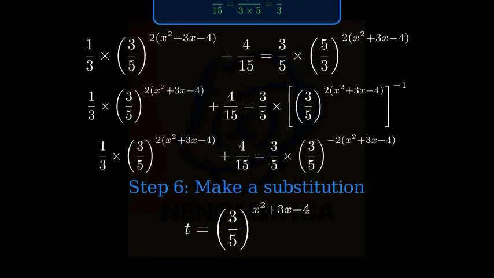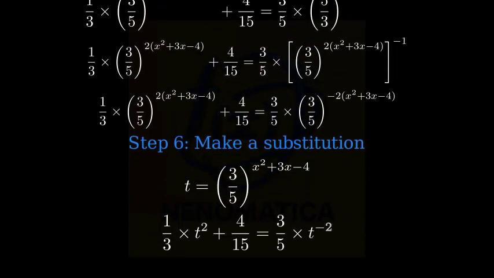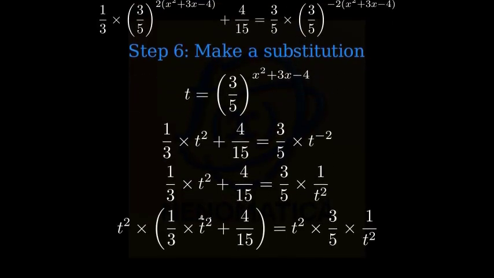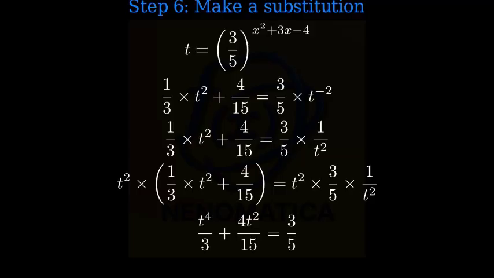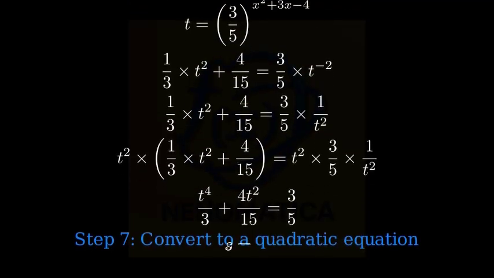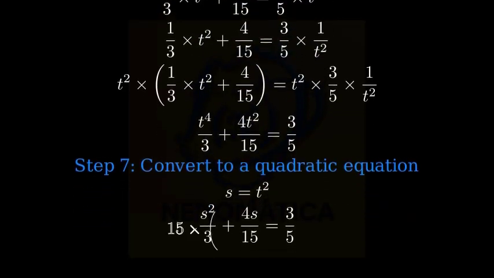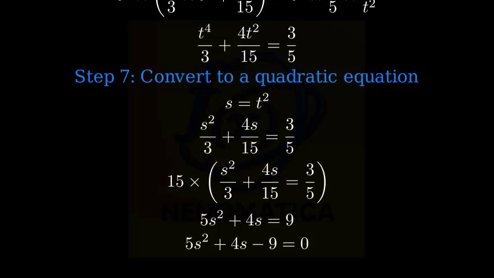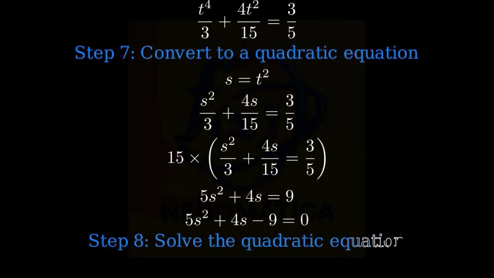Let t equal 3 over 5 to the power of the quantity x squared plus 3x minus 4. This simplifies the terms with the complex exponents. Now let's simplify and rearrange this equation. Let's set t squared equal to s. This gives us a quadratic equation in terms of s. Now we can solve this quadratic equation using the quadratic formula.